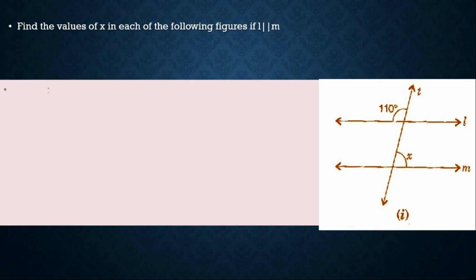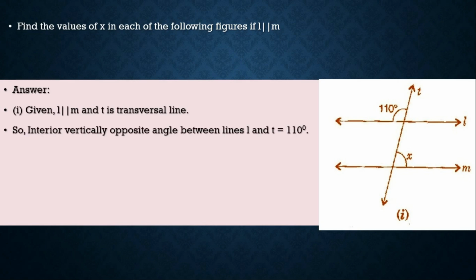So let us solve. The solution: given line L is parallel to line M and T is transversal line. So the interior vertically opposite angle between line L and T is equal to 110 degree. So this is a 110 degree angle, vertically opposite angles. Now, 110 degree plus x equal to 180 degree. Why? They are forming supplementary angles here.